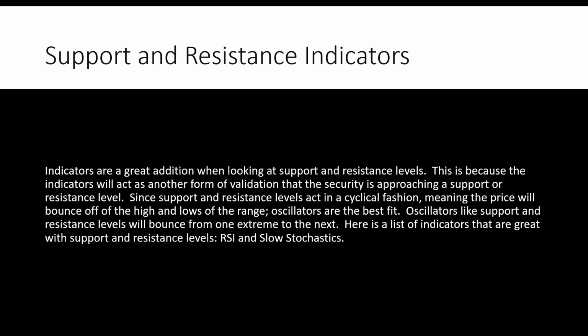So indicators are a great addition when looking at support and resistance levels. And what are indicators? They're your analysis of the market. You have your Fibonacci levels, you have RSI, you have stochastics, all types of indicators you can add on. And if you think of support and resistance as your fundamental levels, these lines are like reading a chart, putting a trend line, looking at volume, and looking at support and resistance.